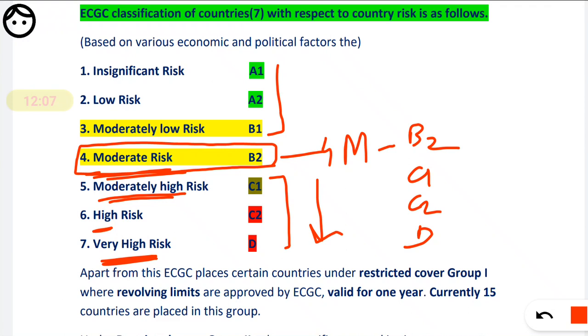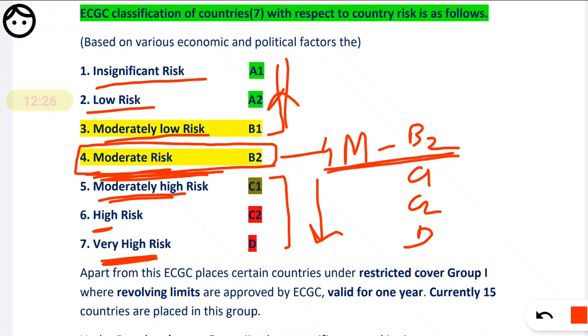For example, for moderate risk, when you go upside, the risk goes down. So moderate risk, then moderate low, then low and insignificant risk. In this way you can easily remember. So the fourth is the moderate and it is B2. Then you have to take moderate high, high and very high.